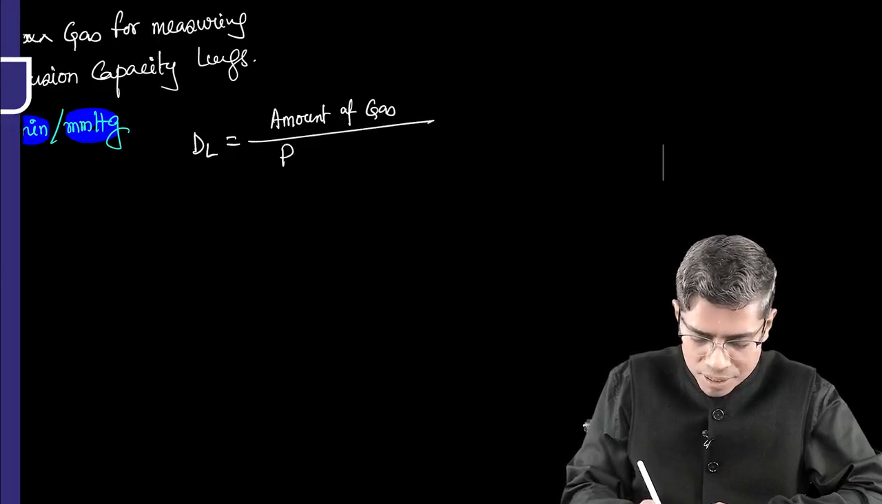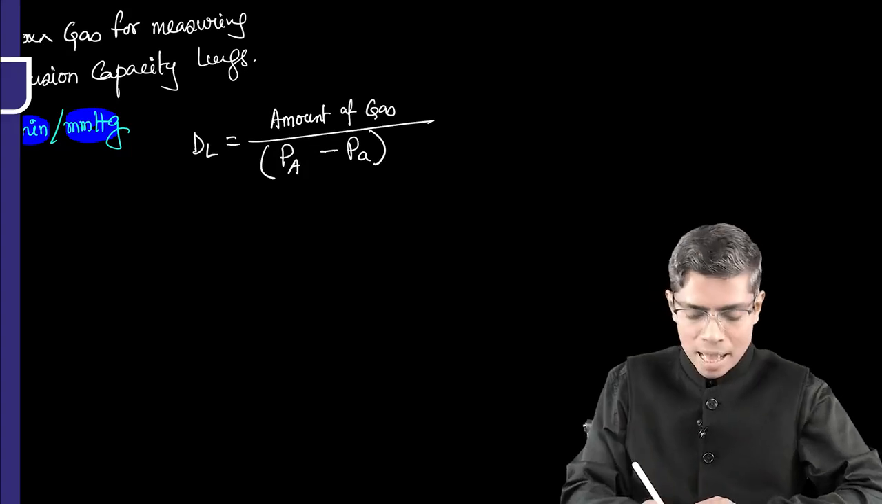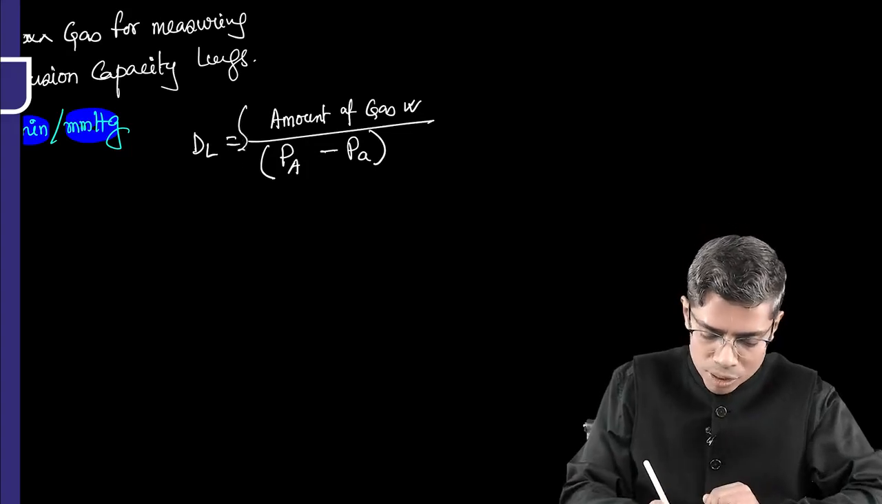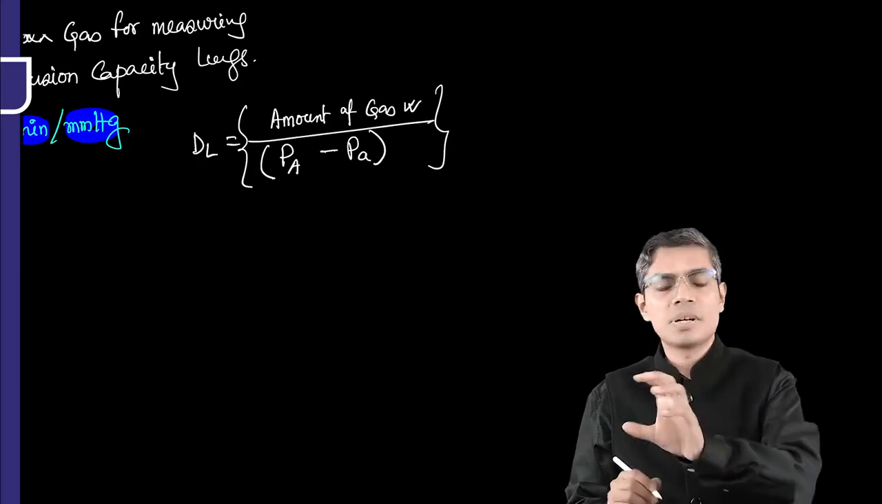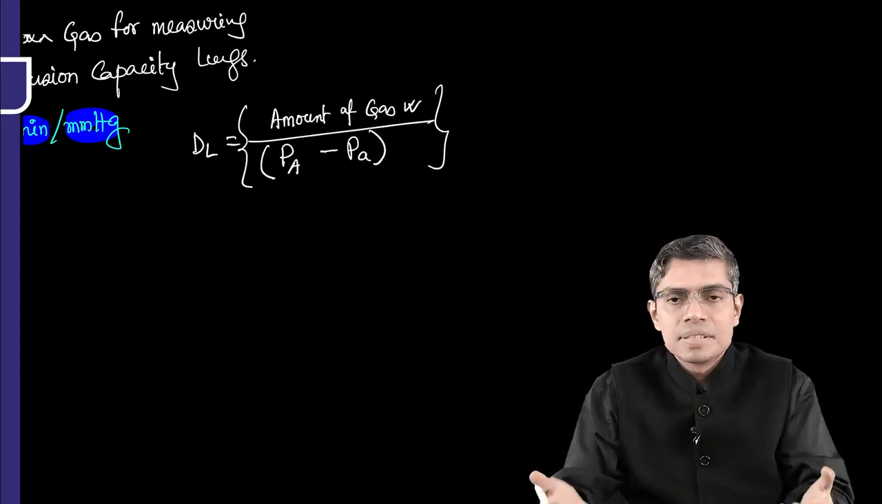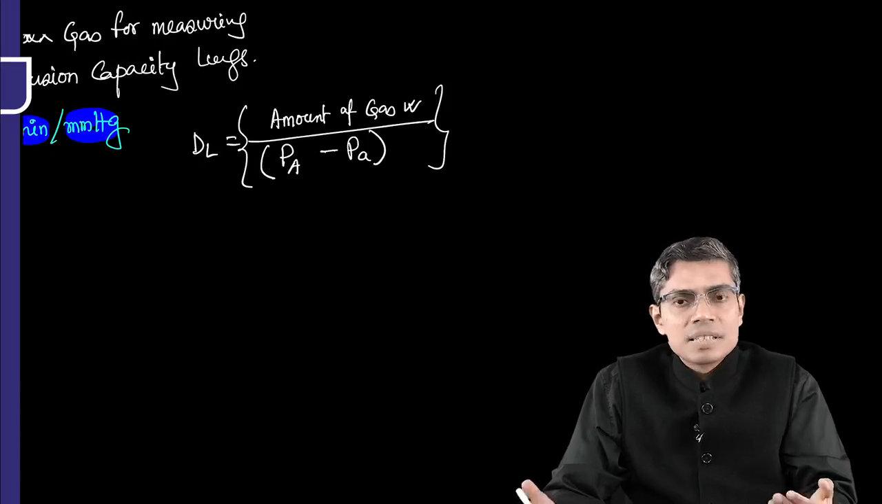That is the partial pressure at the level of alveoli minus partial pressure at the level of pulmonary capillary or arterial blood. So the amount of gas that is absorbed by the lung in 1 minute upon your partial pressure at the level of alveoli minus partial pressure at the level of arterial blood, right. That is the very same thing which should be done for measuring the diffusion capacity of the lung.